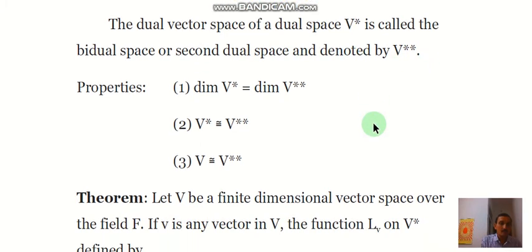So using the previous theorem, we have the following properties one can easily determine. The first property is dimension V* equal to dimension V**. The second is V* is isomorphic to V**, because the dimensions are equal and these are isomorphic, and V is isomorphic to V**. These are some properties of the second dual space.